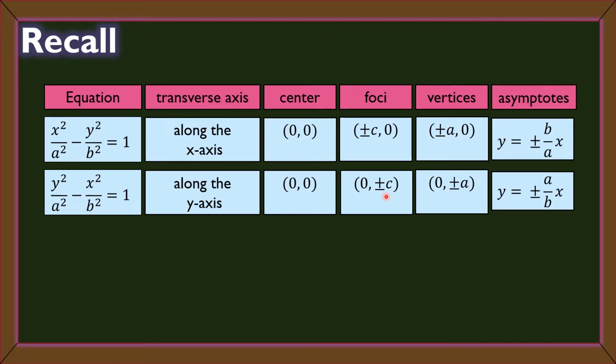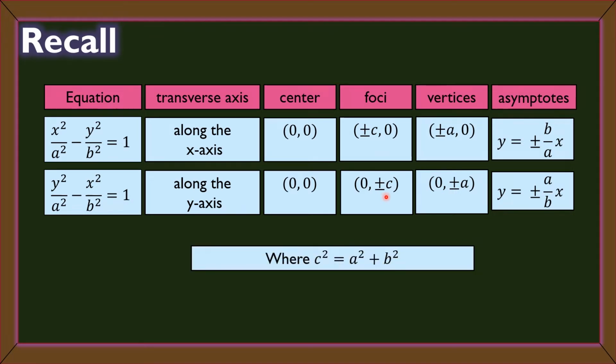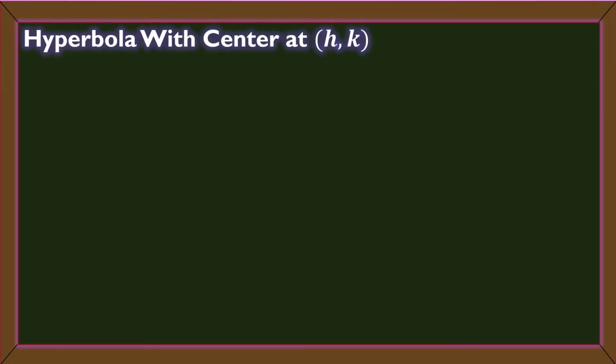In here, the relationship between c, a, and b is given by c squared is equal to a squared plus b squared. This time, let us proceed to the hyperbola with center at (h, k).